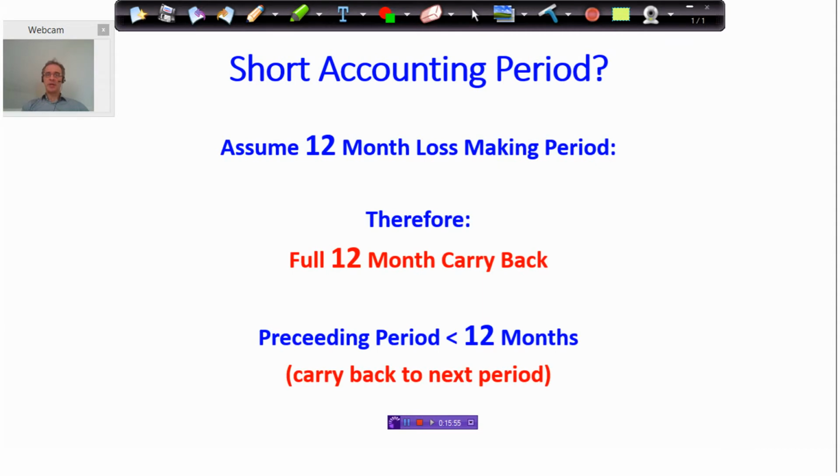Now in relation to a short accounting period, normally what we're doing is taking a 12-month loss-making period and carrying it back for exactly 12 months. But if the previous accounting period is shorter than 12 months, then we're going to have to overlap or run into the period before the previous accounting period.